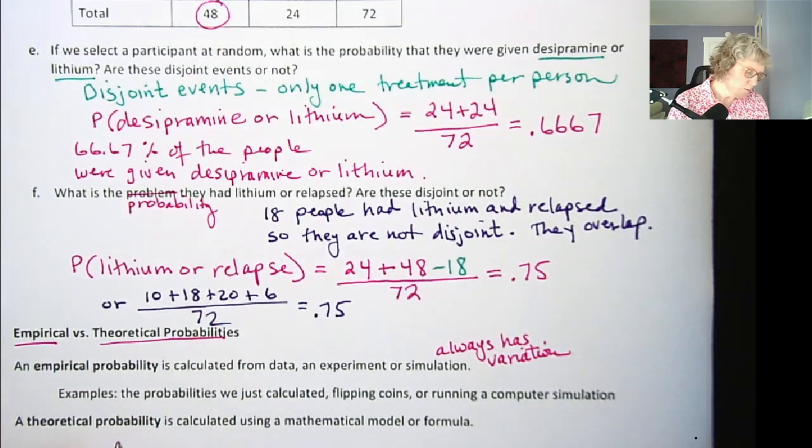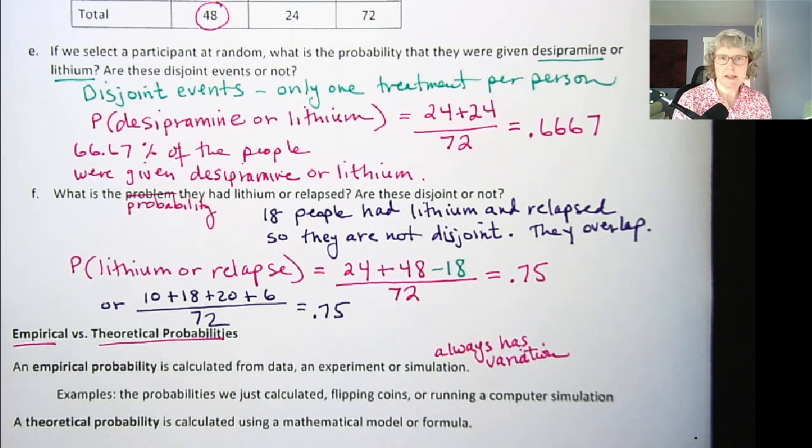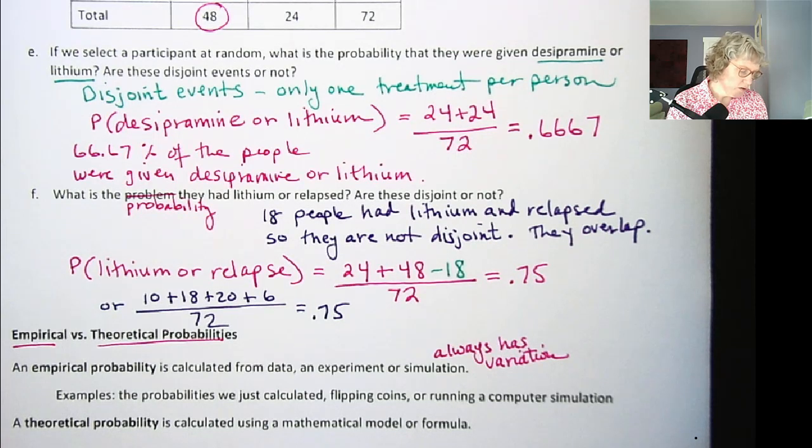A theoretical probability is calculated using a mathematical model or formula. So for example, with a coin, the idea that it's 50-50, so the probability of heads is 1/2. We wouldn't necessarily get 1/2 all the time by flipping a coin, but theoretically that's the probability. We'll look at theoretical probabilities more at the end of the course. For right now, we're doing mostly empirical, so I wanted you to know the difference between the two, and that empirical always has variation. Okay?